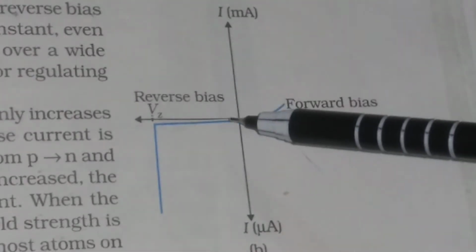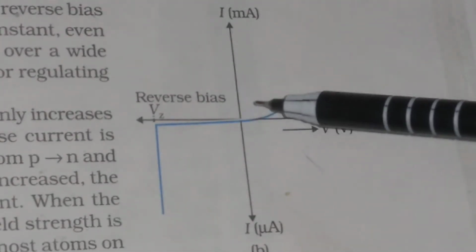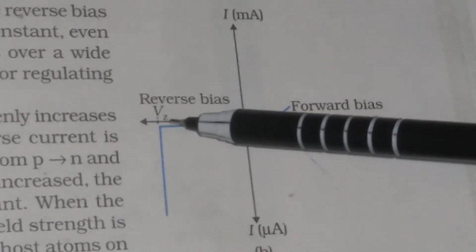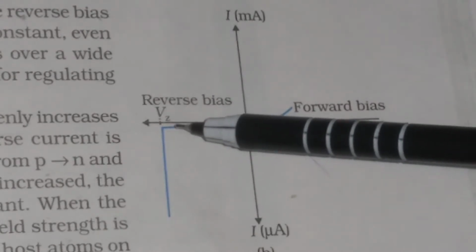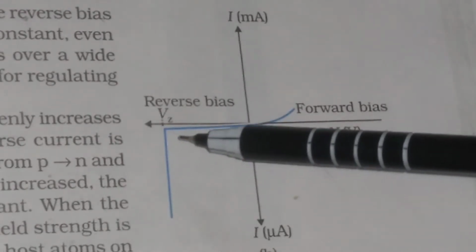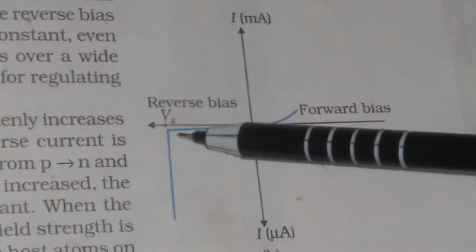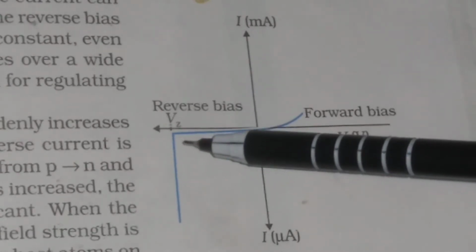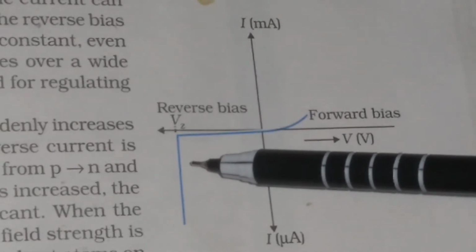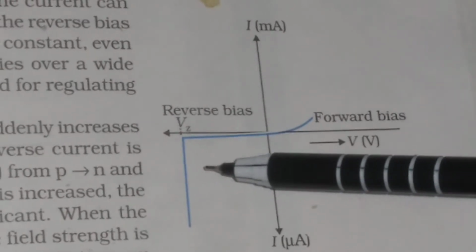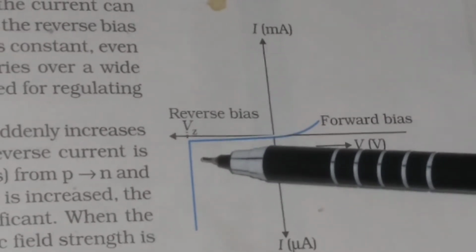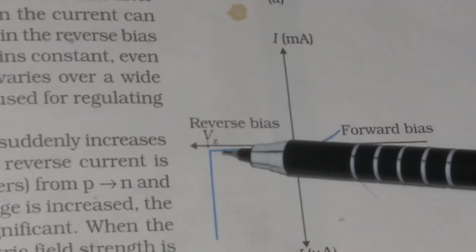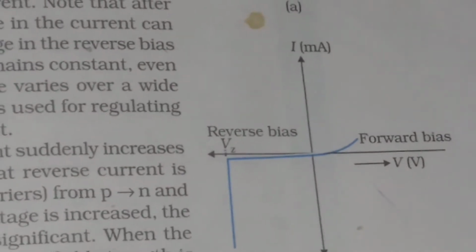And from the graph you see, when the applied reverse bias voltage reaches the breakdown voltage, Vz, there is a large change in the current. So the Zener voltage remains constant even though the current through the Zener diode varies over a wide range. Current varies over a wide range, but the voltage remains constant. So this is the basic feature of the Zener diode.